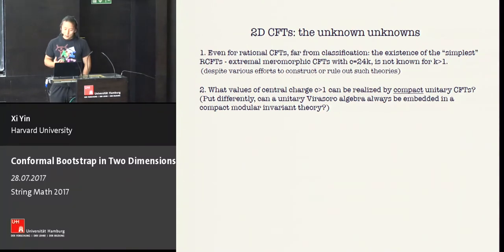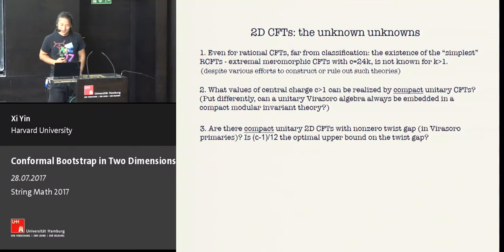And a different way to phrase the same question is, can a unitary Virasoro algebra, which is a perfectly consistent vertex algebra that has an associative OPE, always be embedded in a compact modular invariant theory? And that's far from obvious. For example, if I ask, is there a compact unitary CFT with central charge c equals 1.1? It's not known, at least not to me.